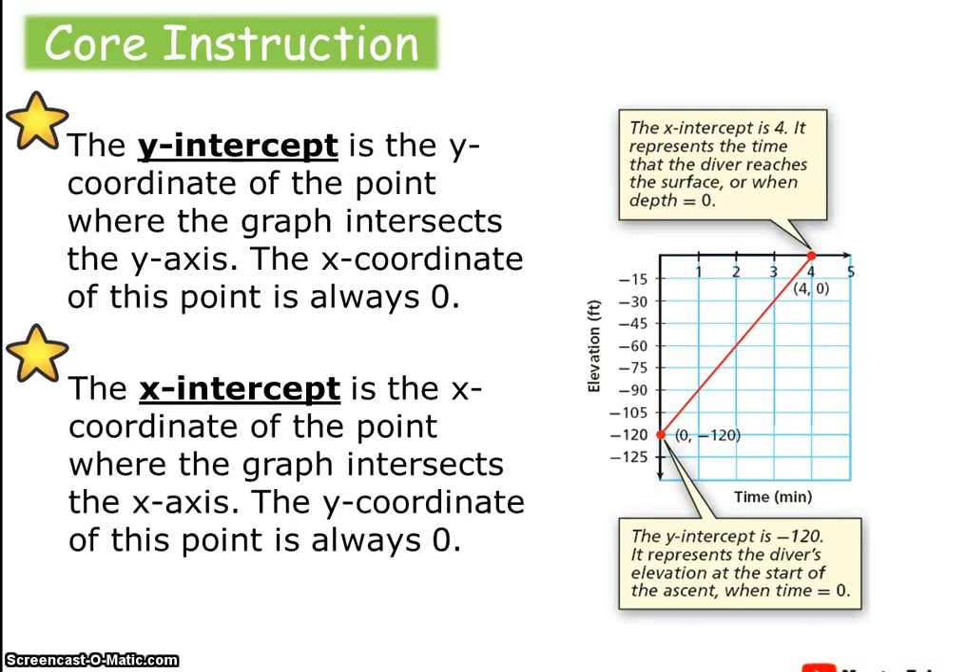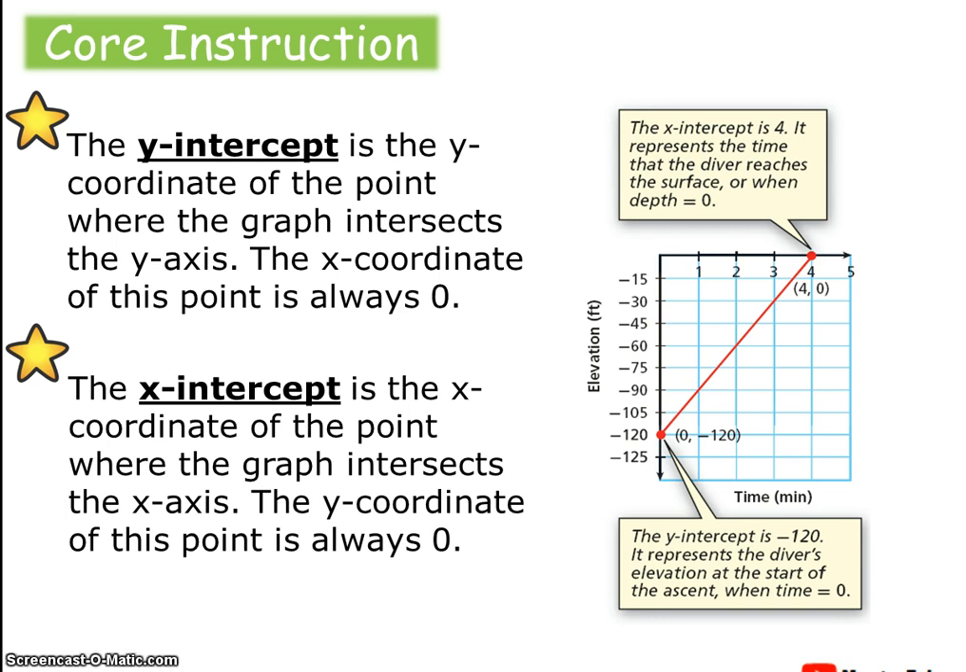Alright, so a couple definitions here. A y-intercept is the y-coordinate of the point where the graph intersects the y-axis. The x-coordinate of this point is always 0. So in other words, the y-intercept is the value of y when x is 0, because all points on the y-axis have x-coordinate of 0.